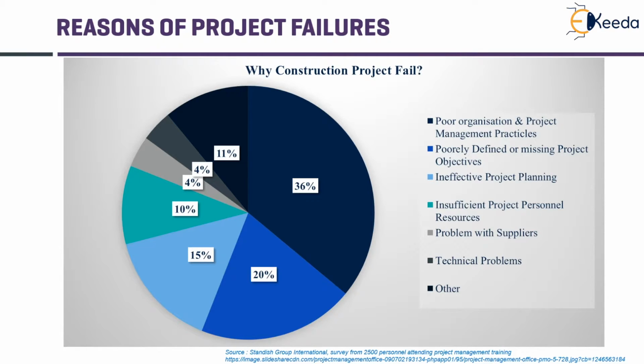The major reasons of project failure were studied in one of the surveys, which listed that 36% of construction projects fail due to poor organization and project management practices, whereas 20 and 15% of projects fail because of missing project objectives and ineffective project planning. This tells us that despite having existing tools and techniques, there is still a gap in the project management practices.